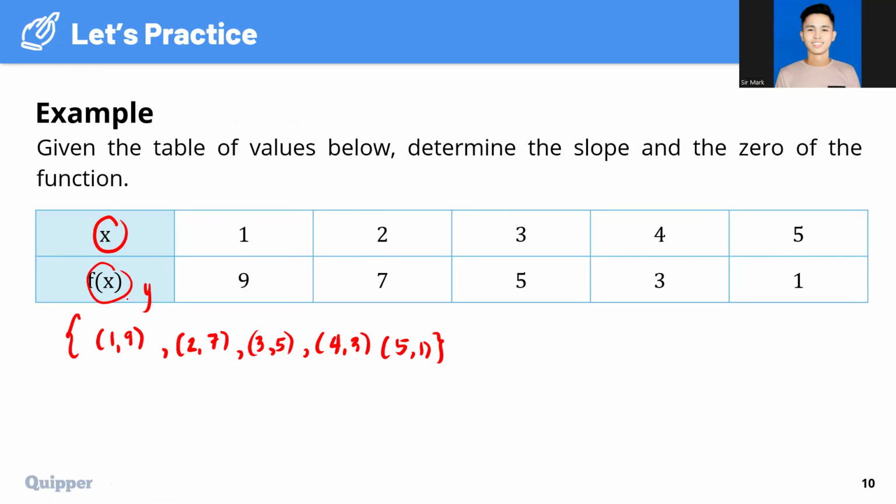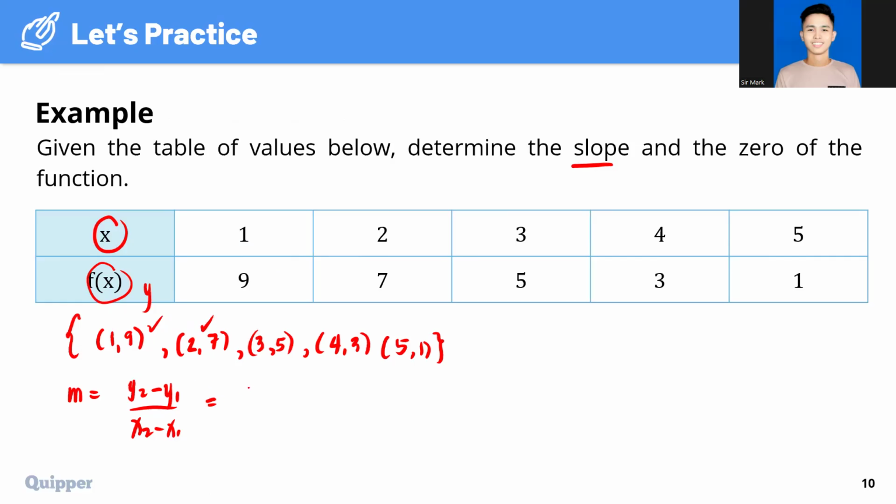Now, we are tasked to solve for the slope. The slope formula, we have m equals y sub 2 minus y sub 1 divided by x sub 2 minus x sub 1. So in this case, you just need to choose two ordered pairs. Let's say, for example, we will be choosing the first and the second. So we have x sub 1, y sub 1, x sub 2, and y sub 2, right?